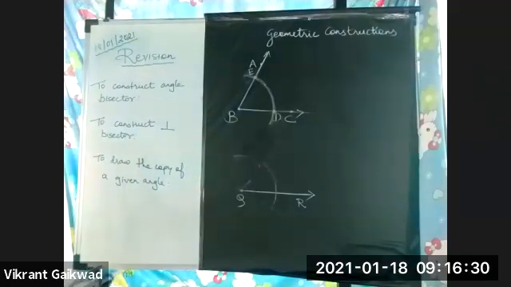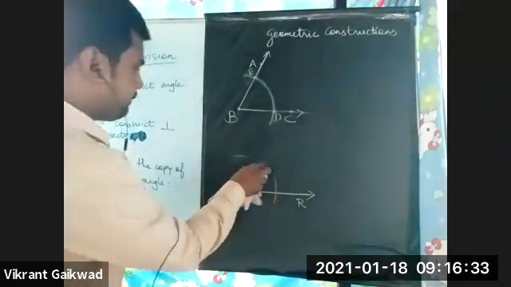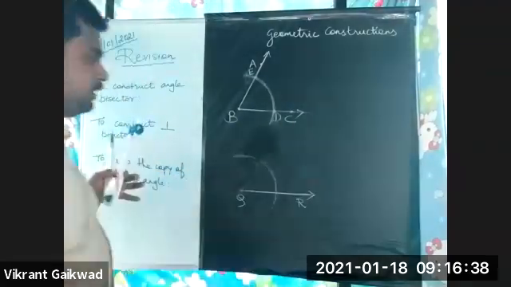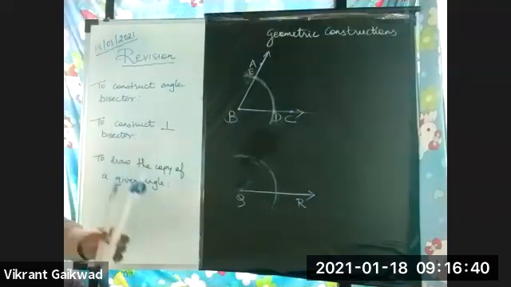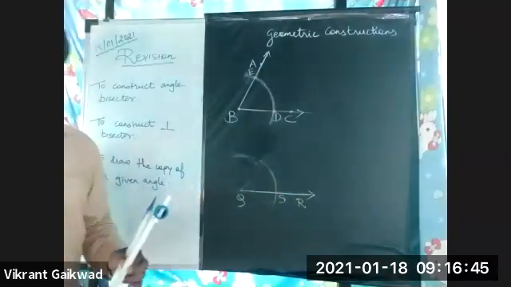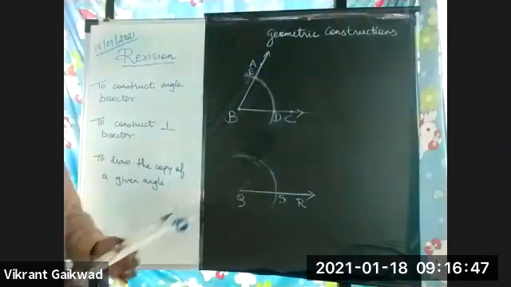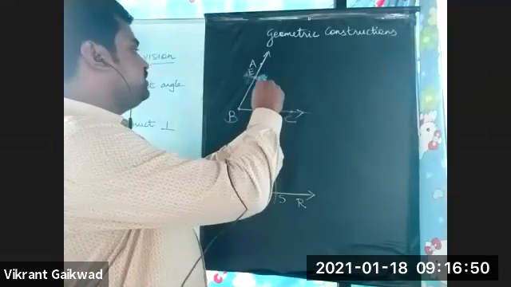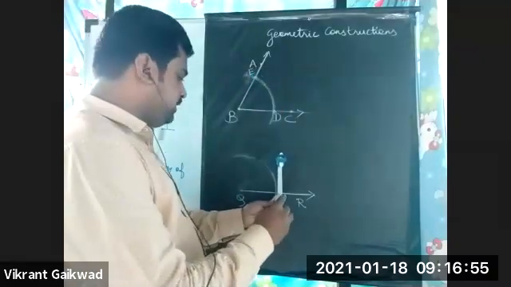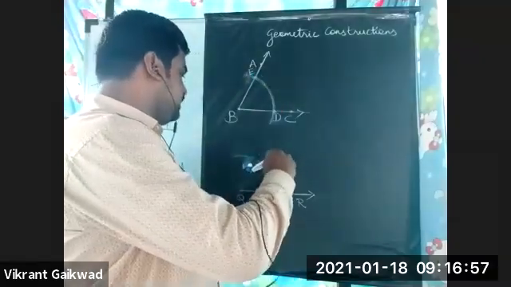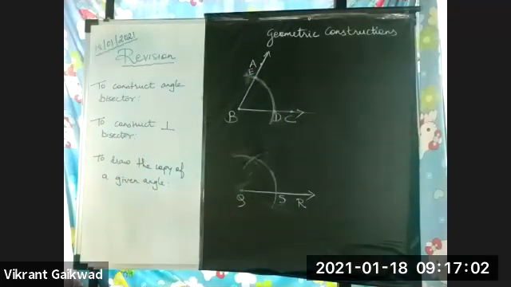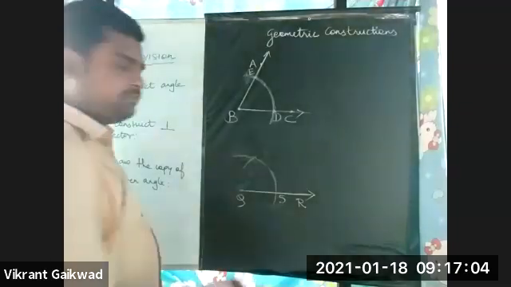Is this clear? Now where the arc meets QR, we'll name that as point S. Now we're going to take distance DE on the rounder, and from S cut an arc. We'll name this as point T.